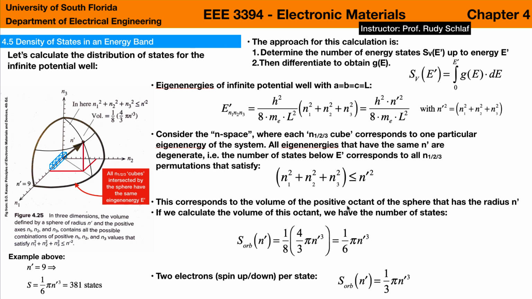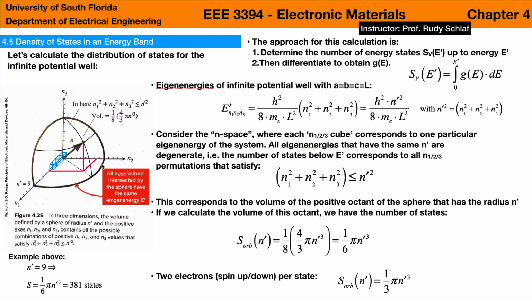And with this it gets pretty easy. All we have to do is to use the formula for the volume of a sphere and plug in n prime and divide by 8, because we only want the positive part of this sphere. And so we get 1/6 pi times n prime cubed. And if we calculate that for the example shown in this figure, here n prime seems to be 9, then we can calculate that inside this octant shown in the figure we have 381 cubes or states that are below that energy E prime.